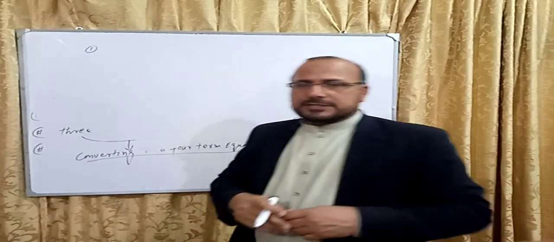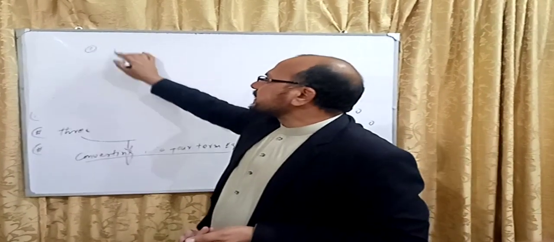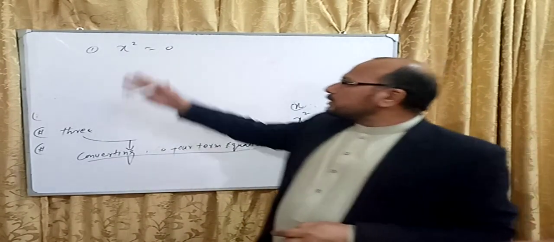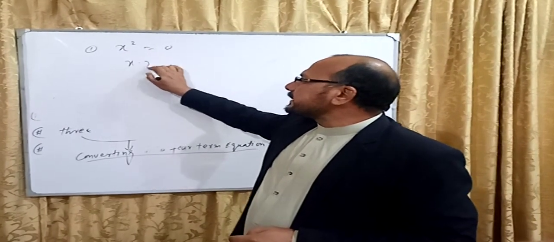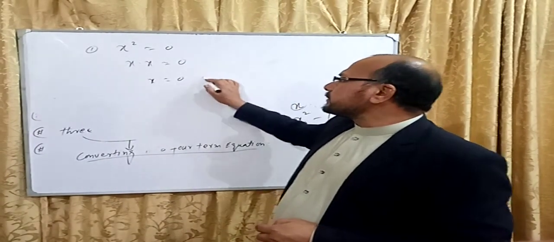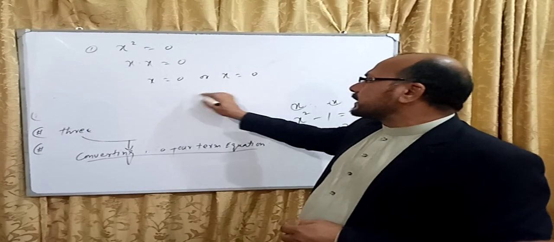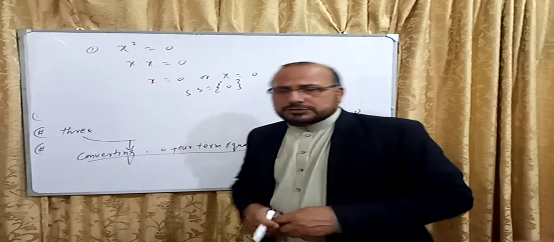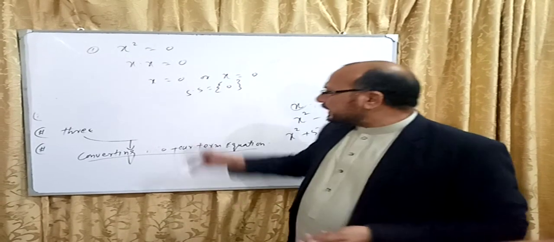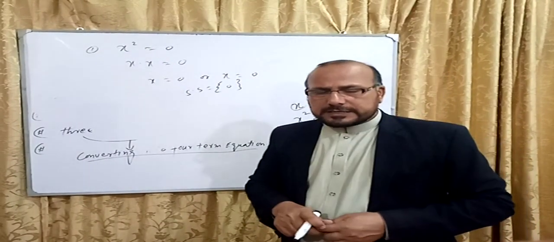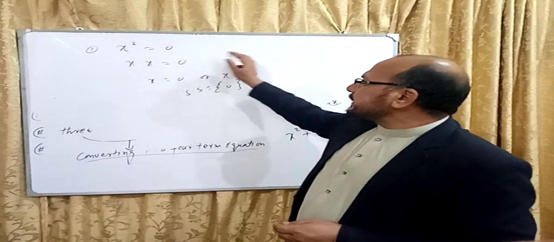Solve by factorization method, x square equal to 0. We can make the factors: x square can be written in this form, x into x equal to 0. It means x equal to 0 or x equal to 0. It means the solution set is 0. Because when you check it, after putting the value of x, which is 0, in the given equation, it should satisfy the equation completely.